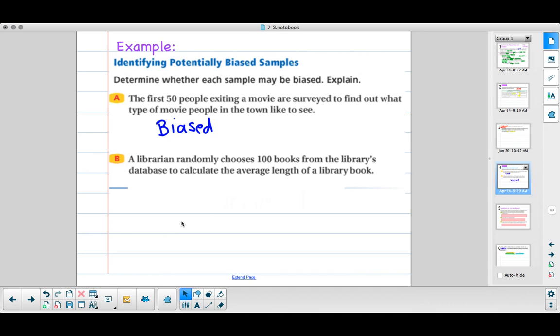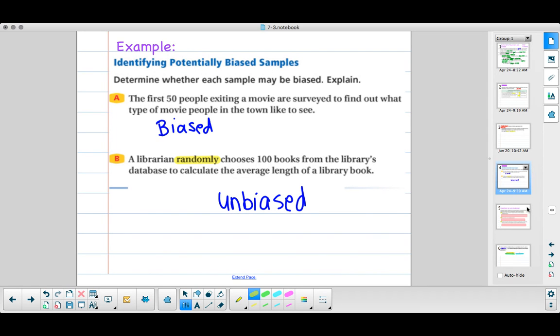Part B says the librarian randomly chooses 100 books from the library's database to calculate the average length of a library book. This would be an example of an unbiased survey because, again, the librarian is randomly choosing, that's a key thing there, 100 books from the library to calculate the average length. So she's not choosing just children's books, which would probably have a smaller length than, let's say, books in the reference section. So as long as it's random, then it usually is unbiased.